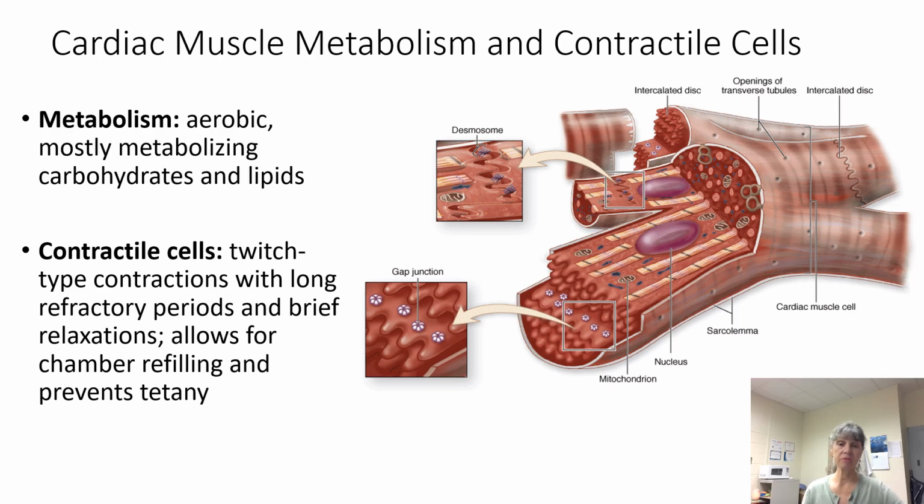And when it comes to the contraction of contractile cells, they tend to have twitch type contractions that involve long refractory periods and brief relaxation, and that allows for the chambers in the heart, so we've got 4 chambers, to refill, and it also prevents tetanic contractions from occurring.